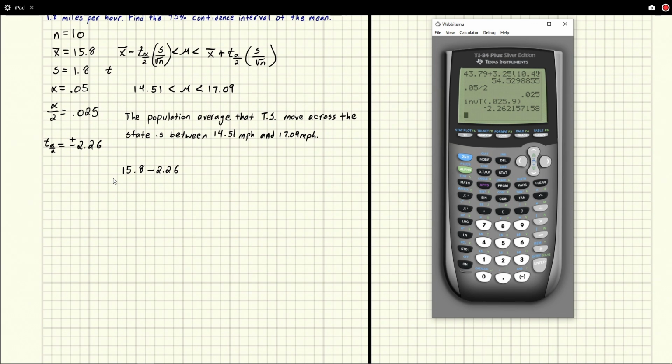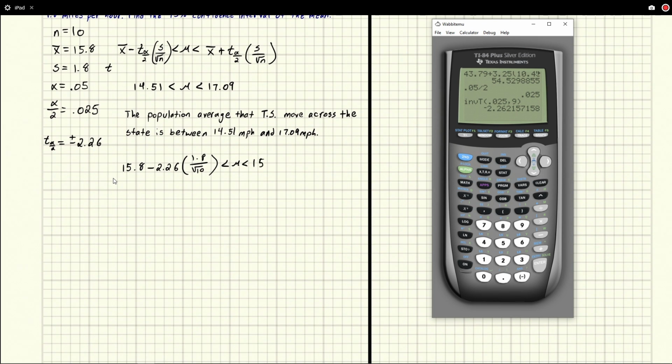And we do, okay, so we got 2.26, and then s is 1.8 divided by the square root of n, which is 10. Our mean is in the middle here, our true mean. And then this side's the same thing, but it's just got a plus sign this time, right? Because it's just plus the error. So 2.26 times 1.8 divided by the square root of 10.